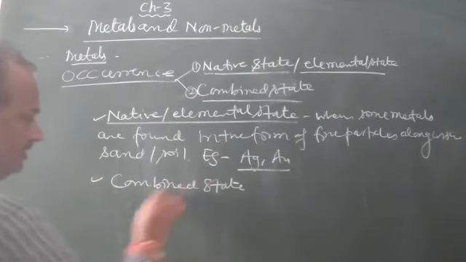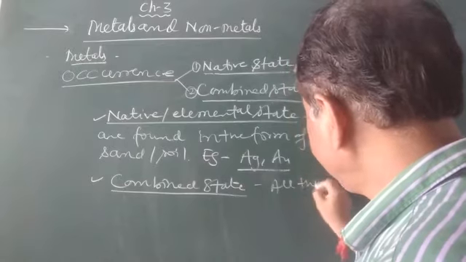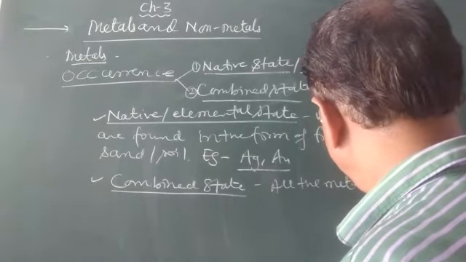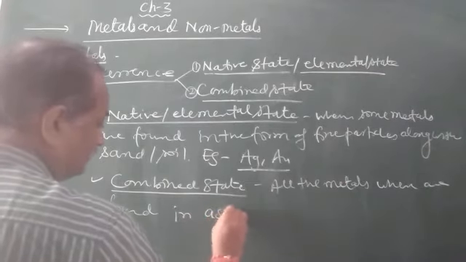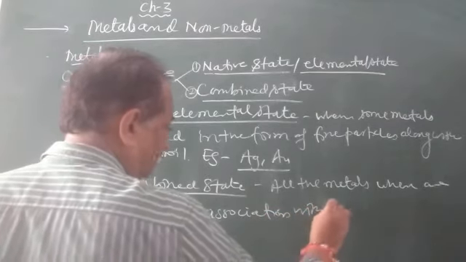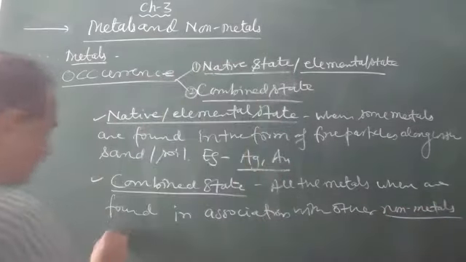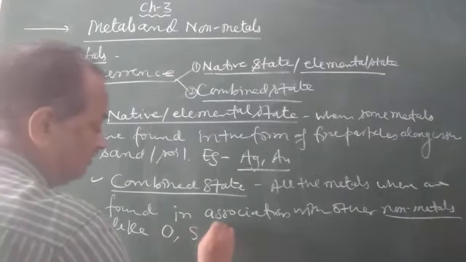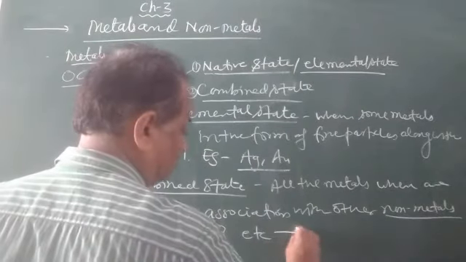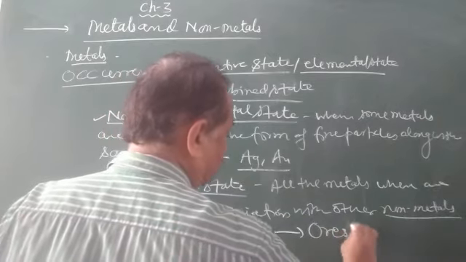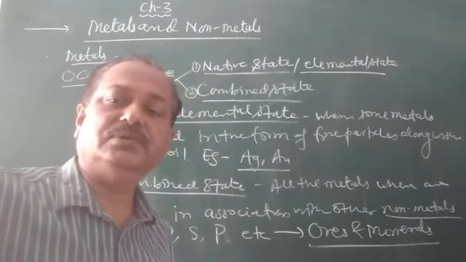Now coming to combined state. All the other metals are found in association with non-metals like oxygen, sulfur, phosphorus, etc. This is the combined state, and they are called ores and minerals. Now we'll see what is an ore, what is a mineral.